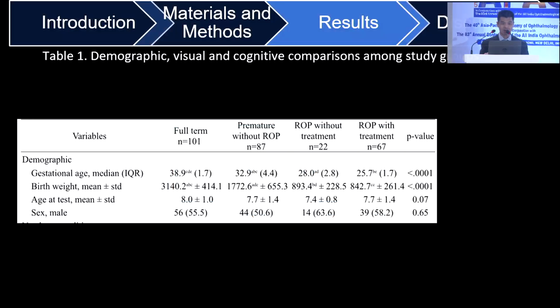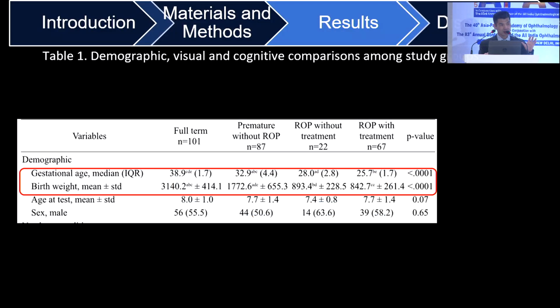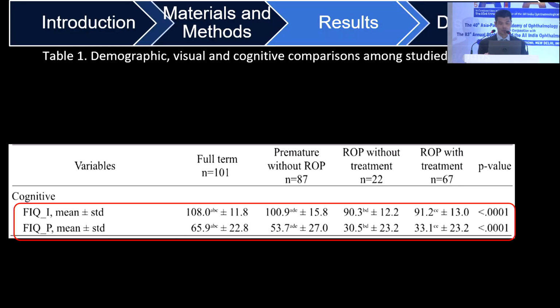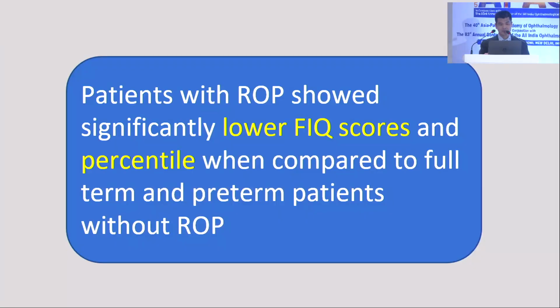Here are the results. Compared to the full-term and preterm without ROP, the ROP group definitely had a lower gestational age and lower birth weight. Also compared to the full-term and preterm without ROP, the ROP group had significantly worse vision. And here is the FIQ score, the full score and the percentile. Again, compared to the full-term and preterm without ROP, the ROP group showed lower scores. So patients with ROP showed significantly lower FIQ score and percentile.